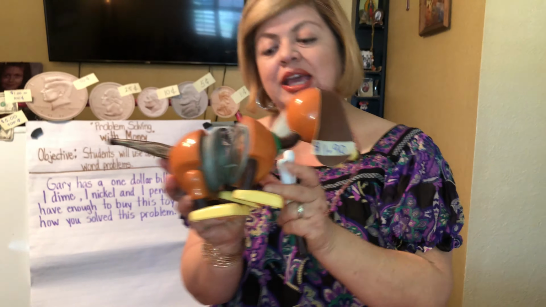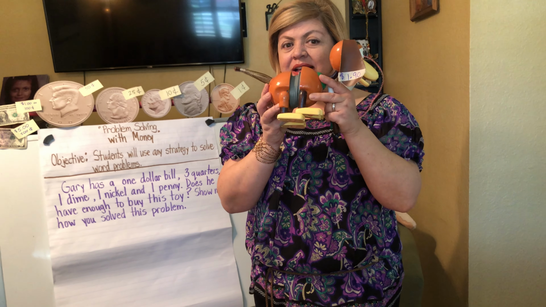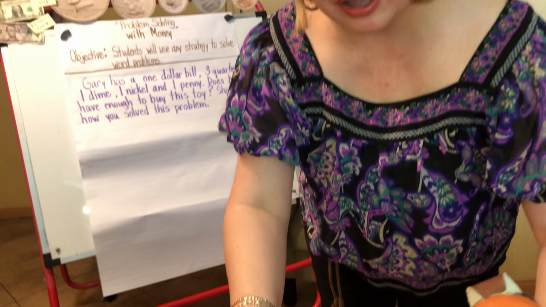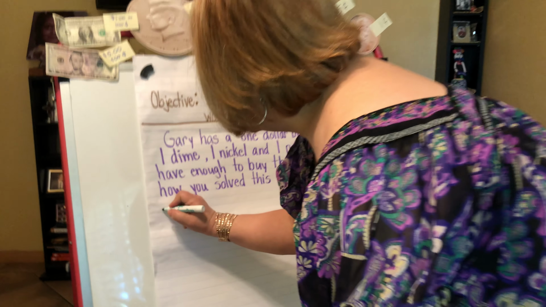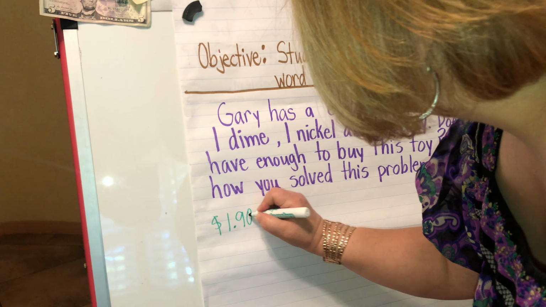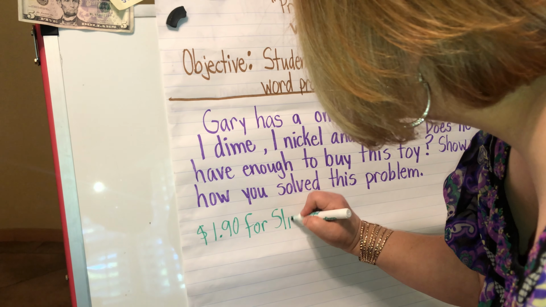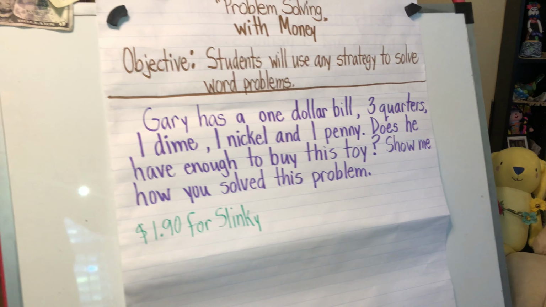$1.90. So he wants to know if he has $1.90 to buy Slinky. So I'm going to go ahead and write $1.90 up here just so I don't forget how much the toy cost. So $1.90 for Slinky. That's how much he needs.